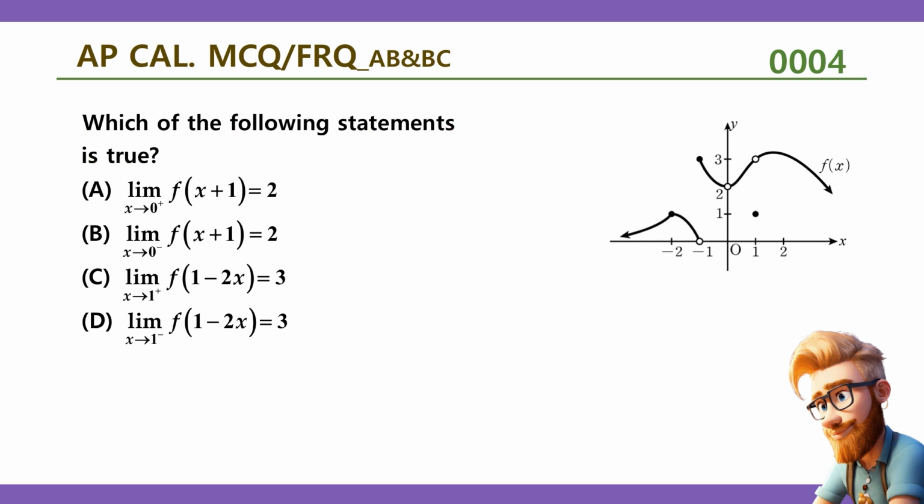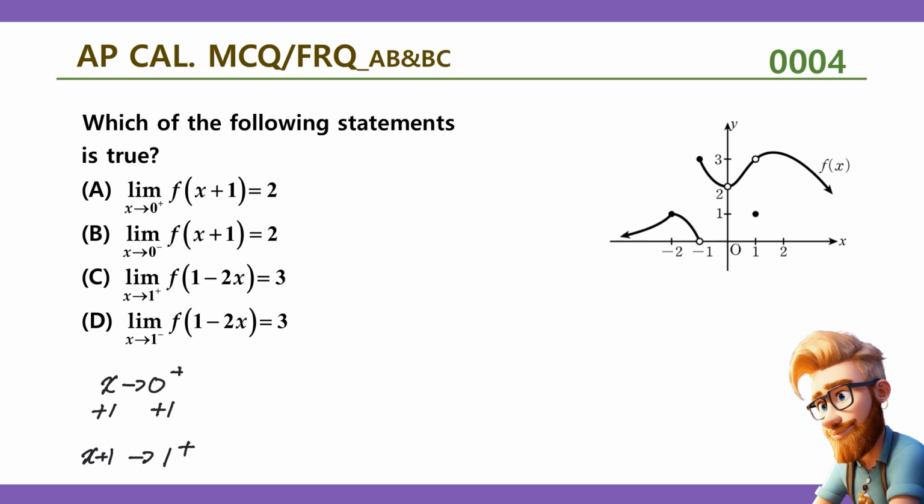Answer choice A, we have limit as x approaches 0 from right-hand side. What does function f of x plus 1 approach to? So, let's say x approaches 0 from right-hand side. Okay, what about x plus 1? All you have to do is add 1 each side. Then x plus 1 approaches 1 from right-hand side, right?